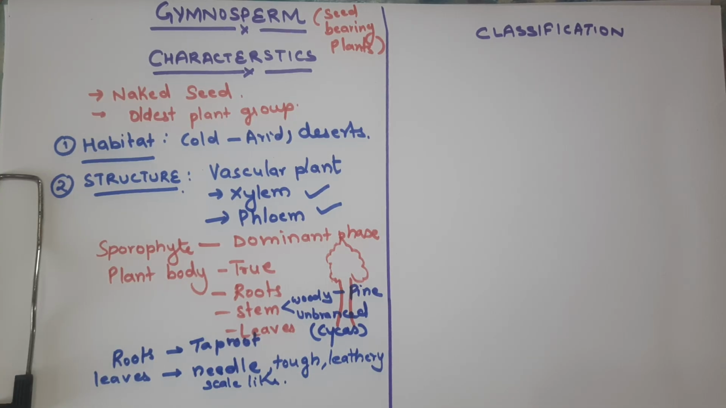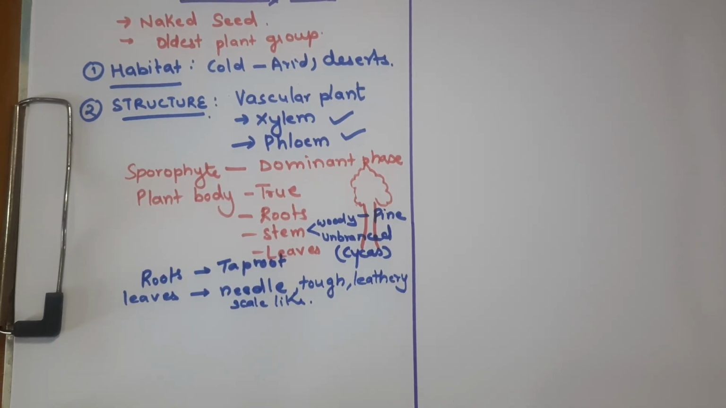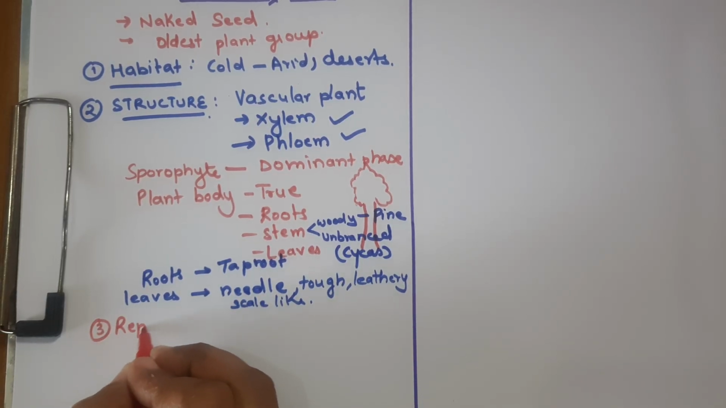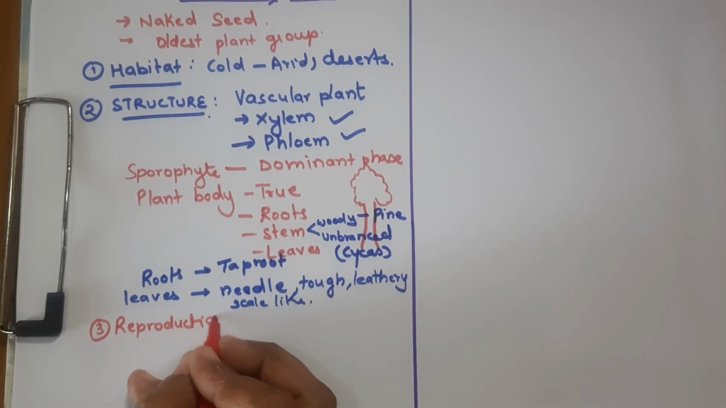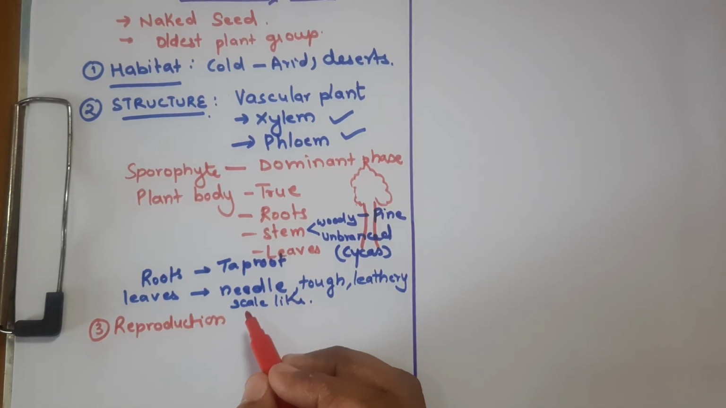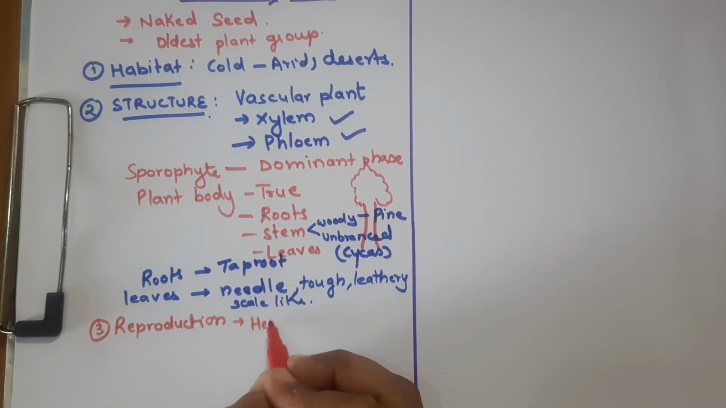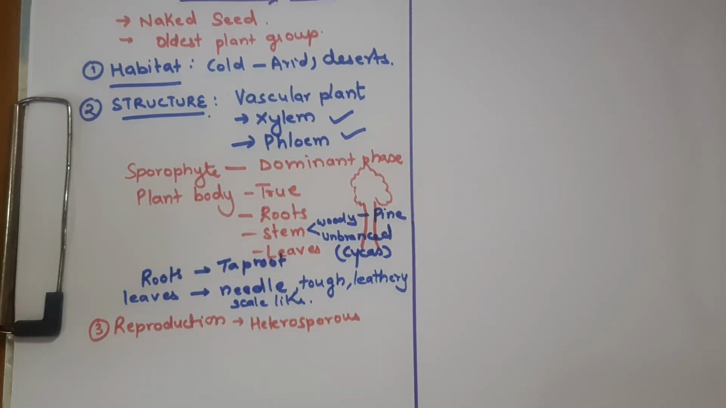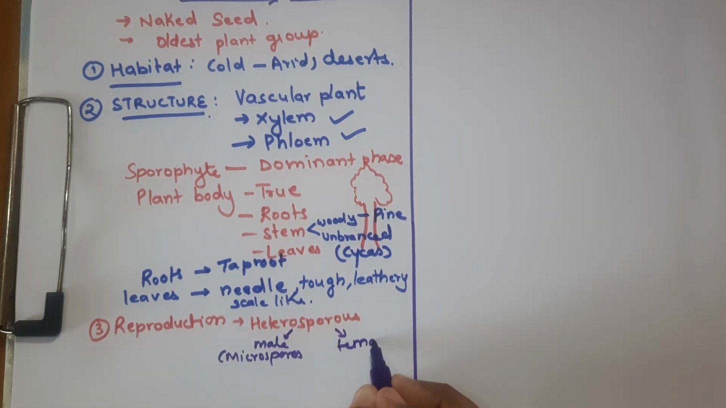And if we talk about the reproduction, students, in the gymnosperms the reproduction is heterosporous. It means that they produce two types of spores, the microspores and the megaspores. So they produce the male microspores and the female megaspores.